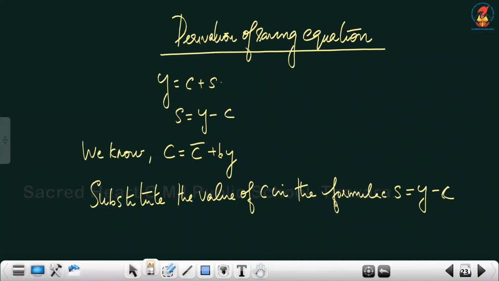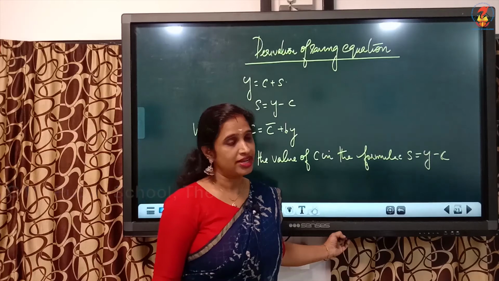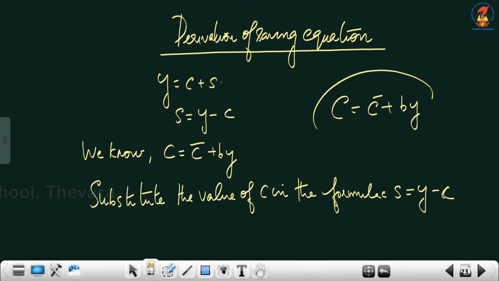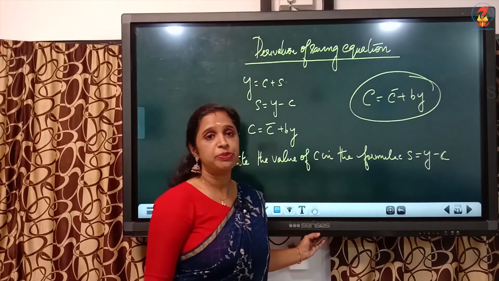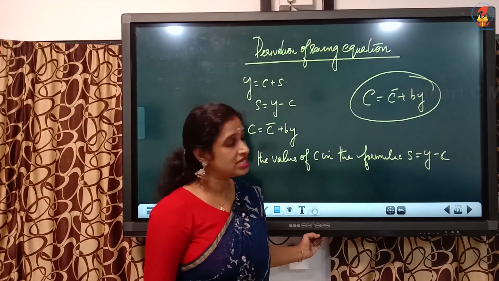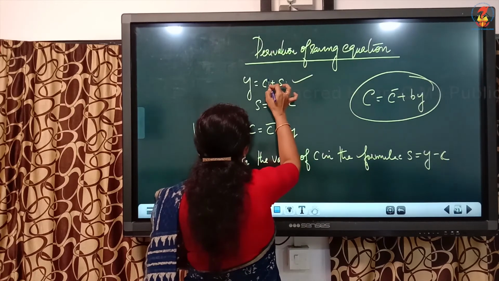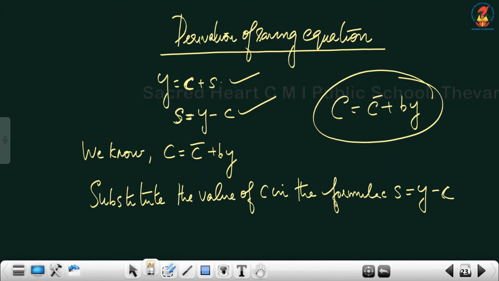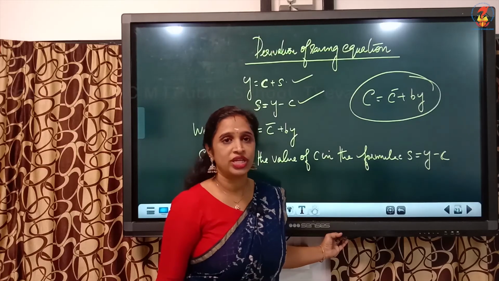Now the next topic is derivation of the saving equation. Now you know what a consumption equation is, right? The consumption equation is C is equal to C bar plus BY. Likewise, we are going to derive the equation for saving also. For that, we need to depend on the equation Y is equal to C plus S. Why? Because from this equation we can find out saving, that is S is equal to Y minus C.